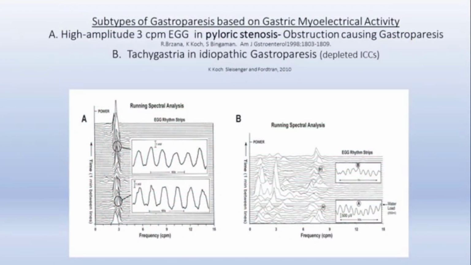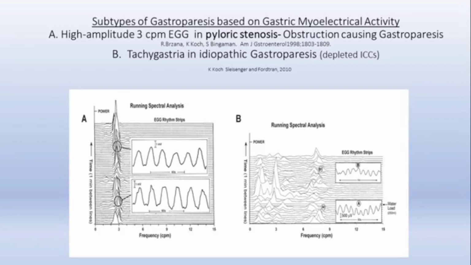So that's her. So this is getting to this bit of a new area where we want to subtype gastroparesis. They're not all the same. Not all gastroparesis injuries are the same. So B shows the young woman EGG and running spectral analysis I just showed you with the bad gastric dysrhythmia. But panel A is also a patient who has gastroparesis.